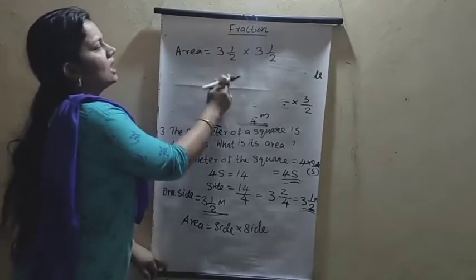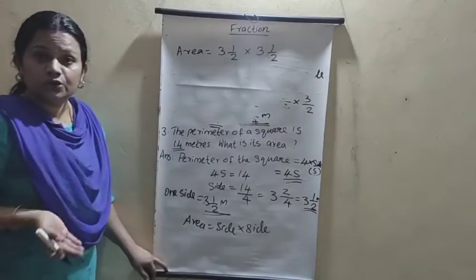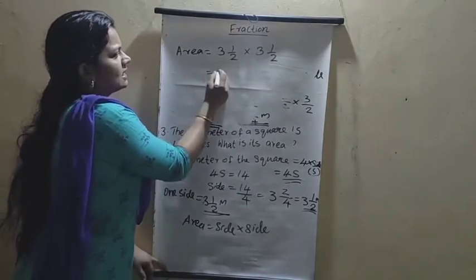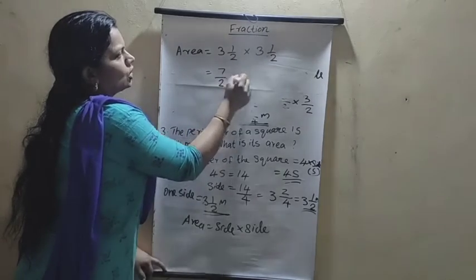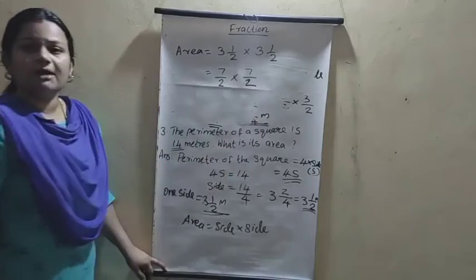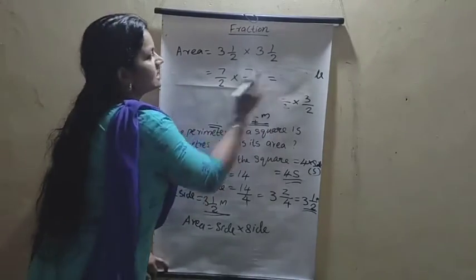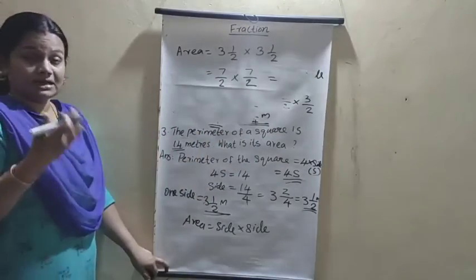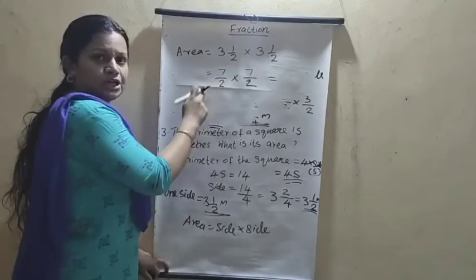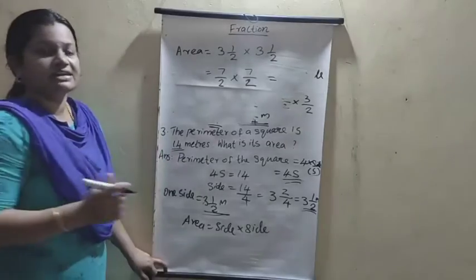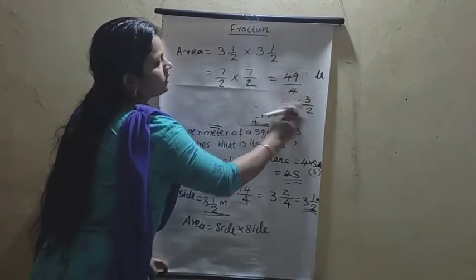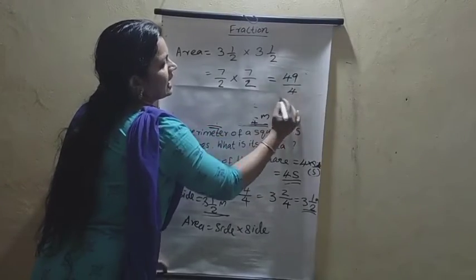Then this mixed fraction is converted into an improper fraction. 3 2s are 6, 6 plus 1, 7 by 2. Into 7 by 2. Then how do we multiply fractions? Numerator into numerator, denominator into denominator. 7 7s are 49. 2 2s are 4. What do you get? 49 by 4.